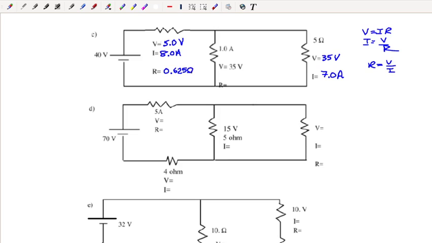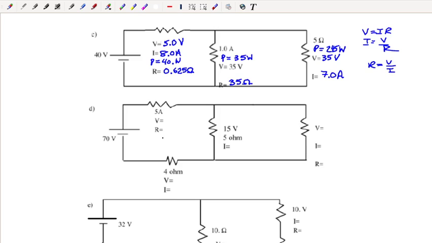0.625 ohms. And the same thing here, I can use V over I, 35 over 1, this is going to be a lot bigger, 35 ohms. And I know this one already is 5 ohms. Then the only thing left for me to find is the power. So power equals current times voltage, so this is going to be 40 watts. Current times voltage, this is going to be 35 watts. And this one, again, current times voltage, 7 times 35, is going to give me 245 watts. All right, so I found everything for each resistor.